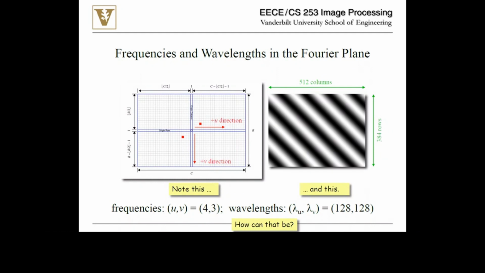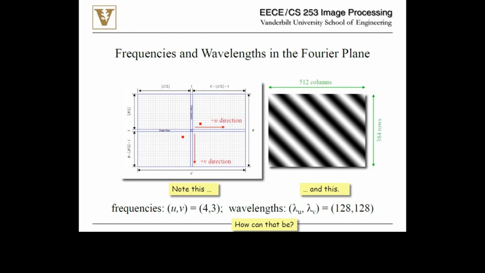So we take this 4, 3. So we will see 4 periods in one direction, 3 periods in the other. And what is the length of a period? For instance, we have to see 4 periods in this direction. So what is the length of that direction? We have C columns. We have 512, and we need to see 4 periods. So the wavelength is 512 divided by 4.